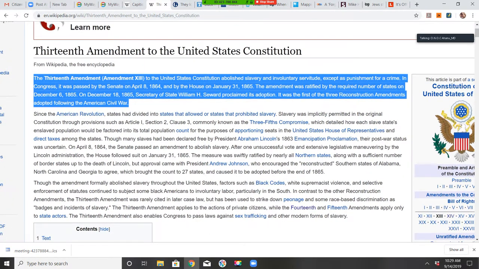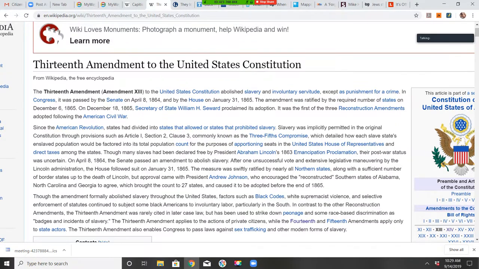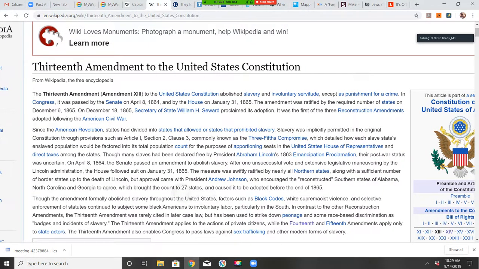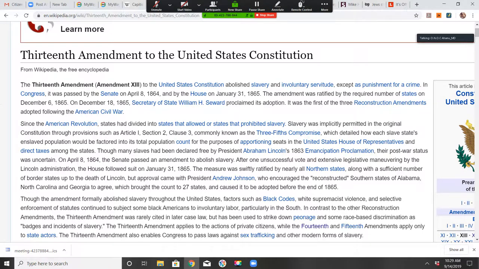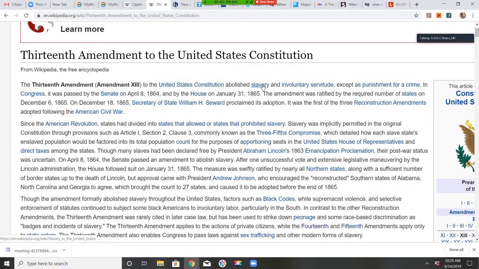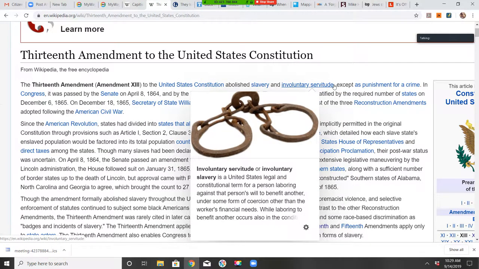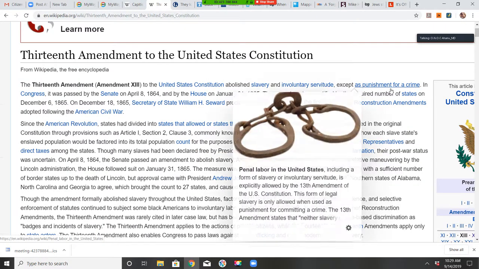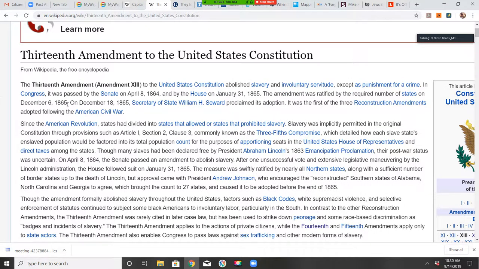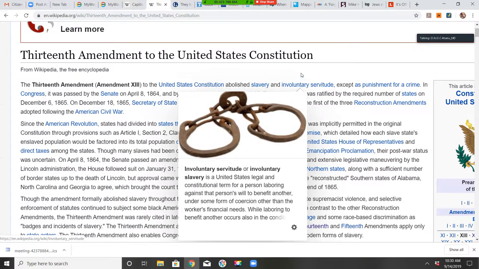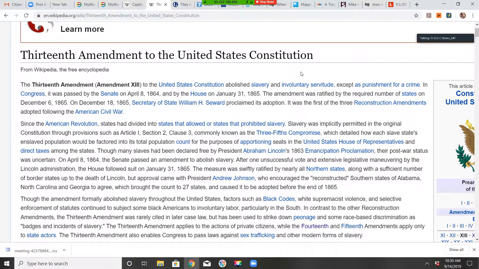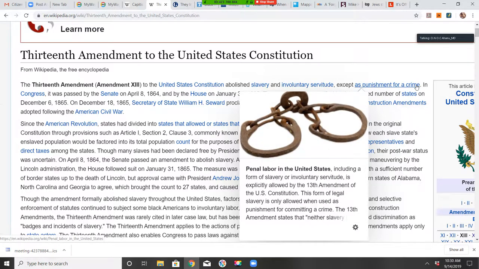It's context, please. You don't use the word involuntary, meaning that voluntary is okay. The 13th Amendment of the United States Constitution abolished slavery and involuntary servitude, except as punishment for a crime. Boom. So when they say the 13th Amendment abolished slavery, it only abolished slavery that was involuntary. But you can voluntarily be a slave in this country, and that's if you commit a crime.